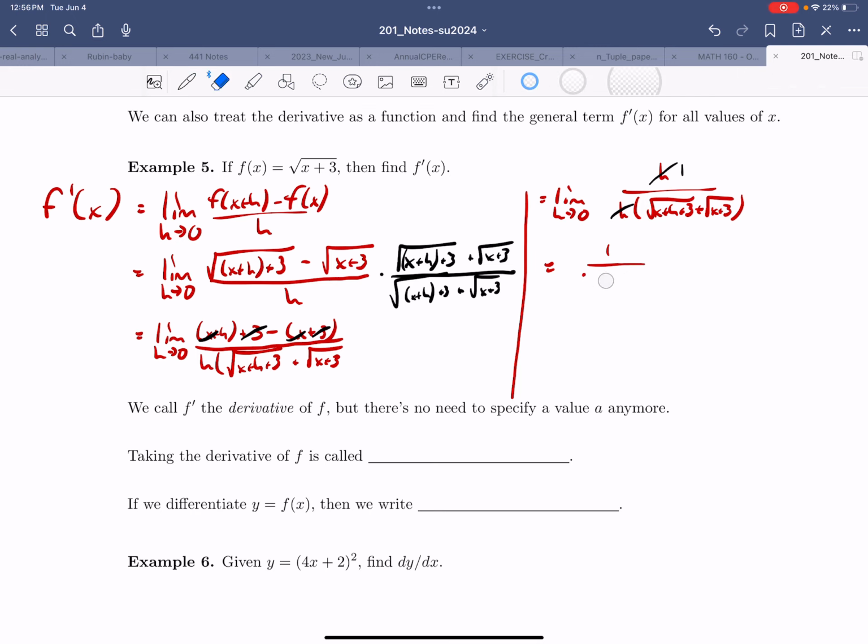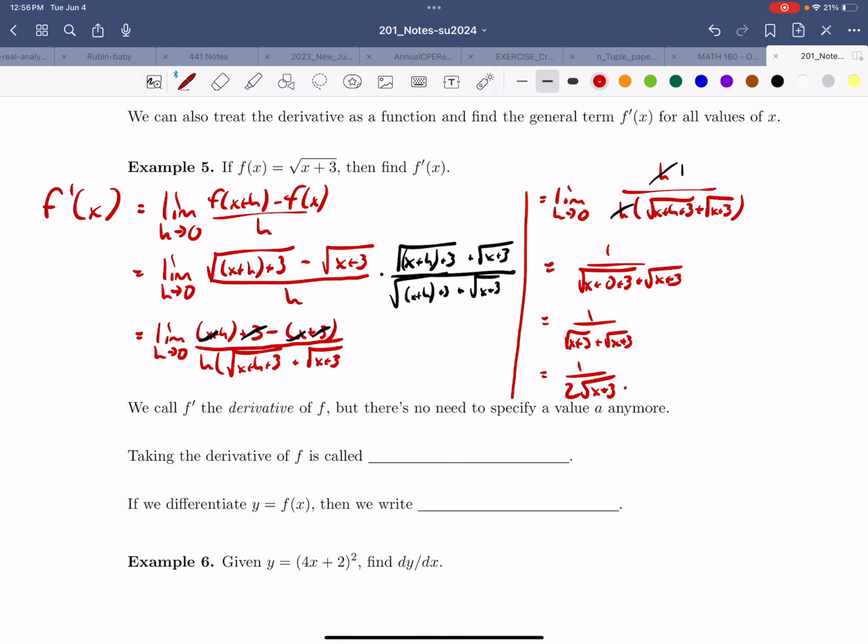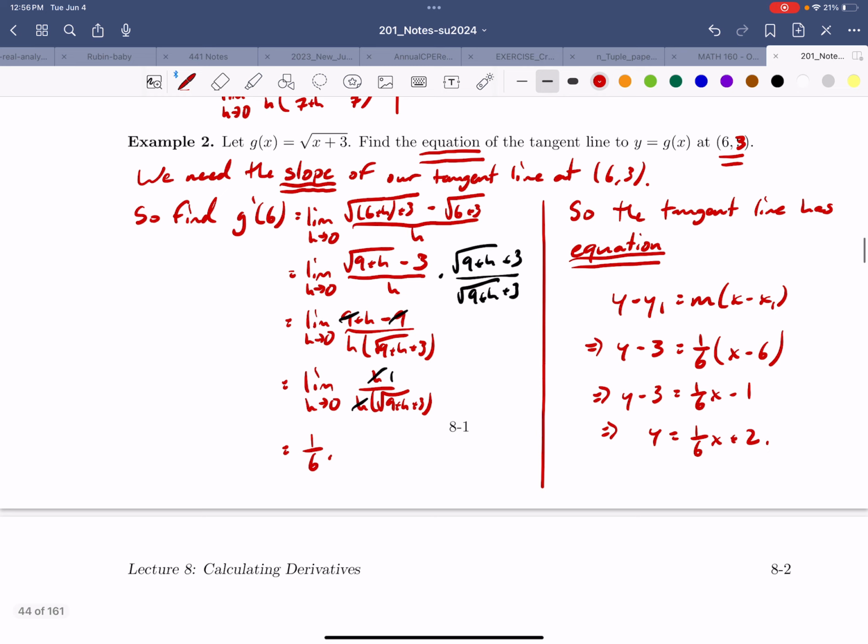All right, just to be crystal clear, maybe I'll plug in 0 in this case, right? x plus 0 plus 3 plus x plus 3. And that winds up being 1 over root x plus 3 plus root x plus 3. And that winds up being 1 over 2 root x plus 3. Okay? Now note if I said, okay, actually, it turns out we wanted to evaluate it at 6. Well, then we could say f prime of 6 equals 1 over 2 root 6 plus 3, and that winds up giving us 1/6. Just like we got here, right?